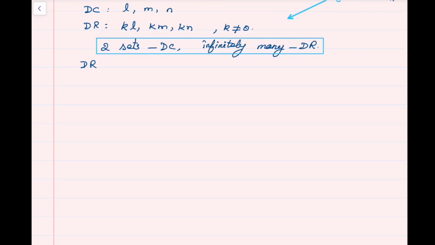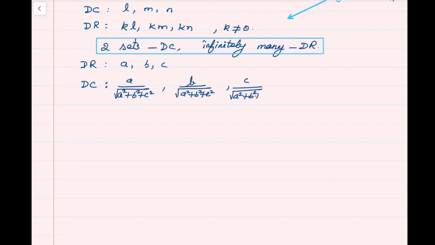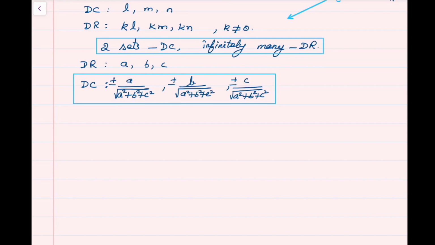If direction ratios are given, say A, B, C, how to find the direction cosines? Just divide by the magnitude, root of A square plus B square plus C square. A divided by root of A square plus B square plus C square, B divided by root of A square plus B square plus C square, and C divided by root of A square plus B square plus C square. Because it is a line, we have both the directions, we can take plus or minus sign. Therefore, we have two sets of direction cosines for a line. So, this is an important formula: given the direction ratios, find the direction cosines.